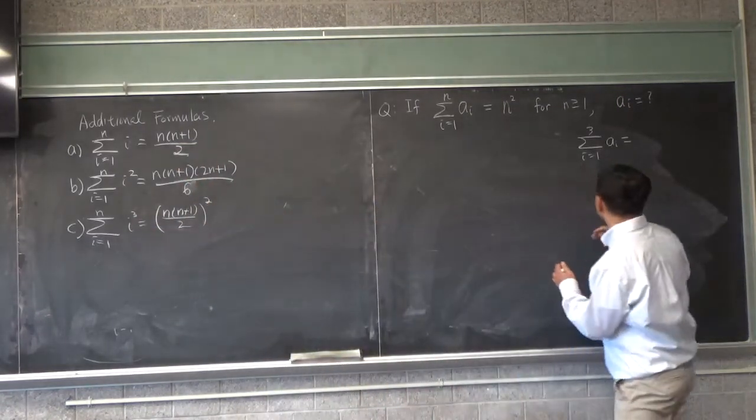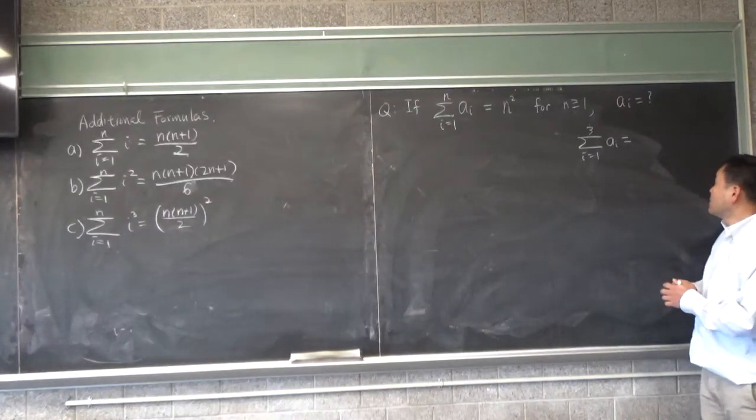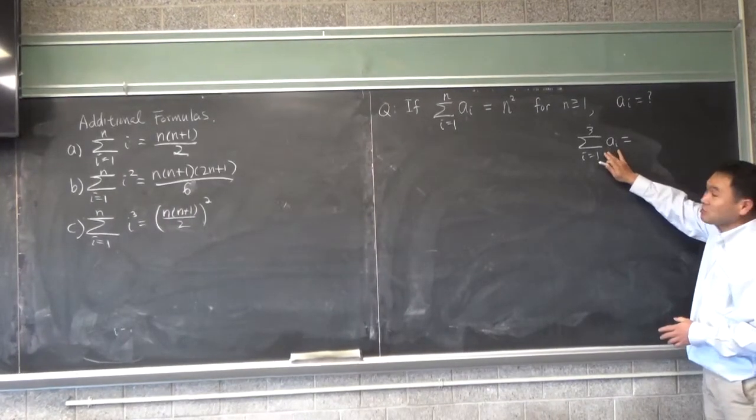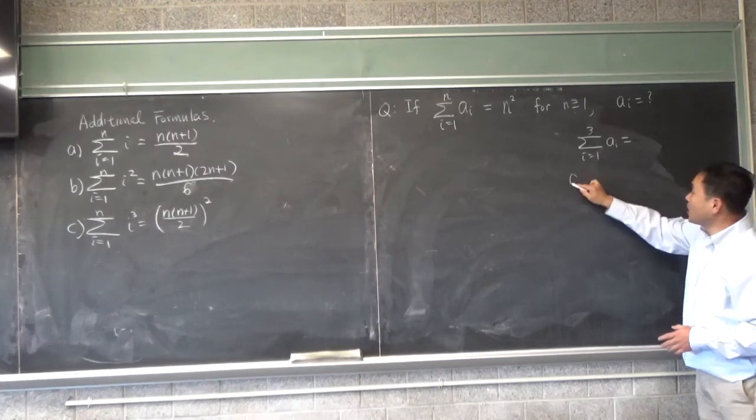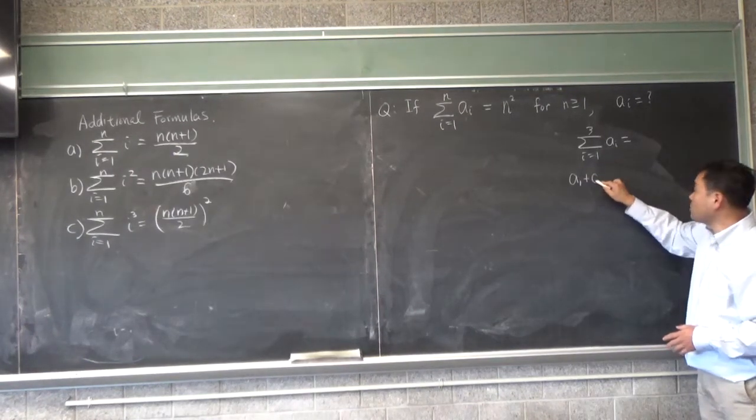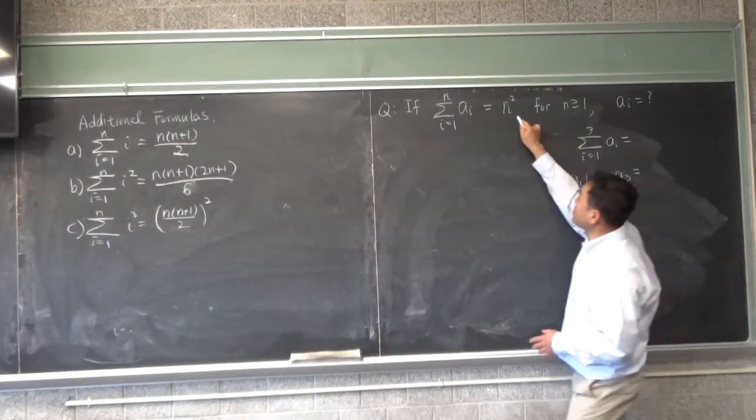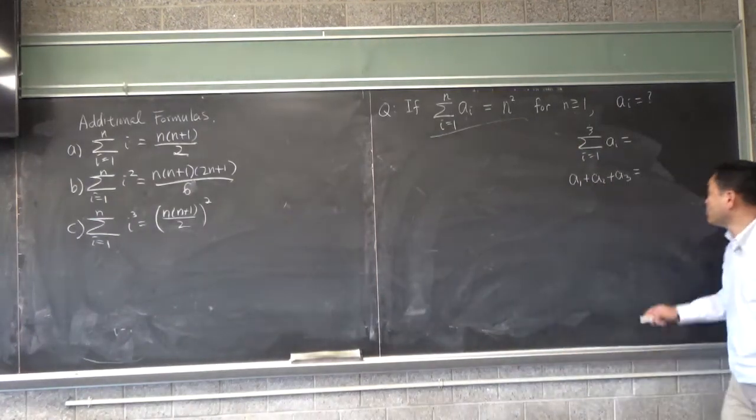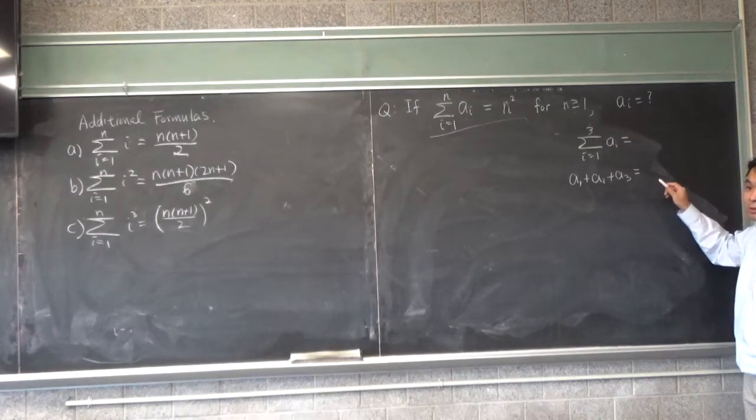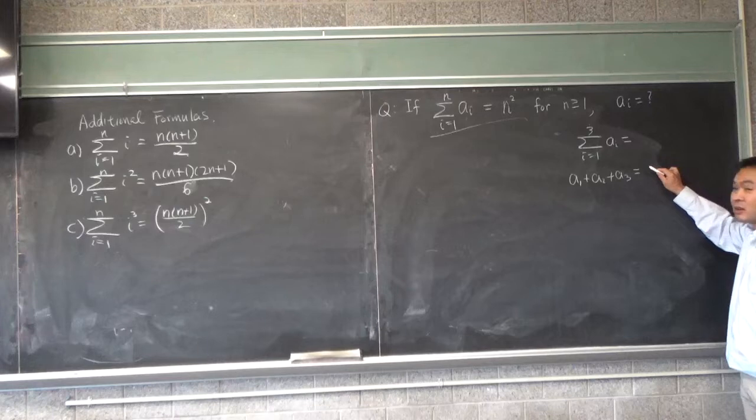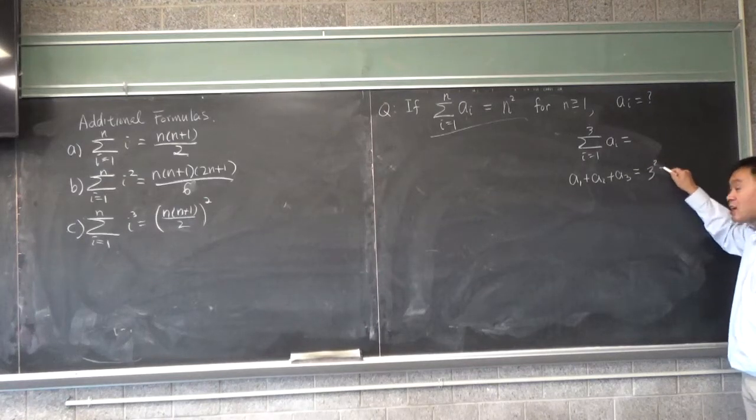We're going to add a_i 3 times. Okay, so this has a meaning, right? What does this mean? The left side is a1 plus a2 plus a3. That's what it means, okay? But this is given. What does this imply? It should equal n squared. What's n here? That's 3. 3 squared, so you should get 9.